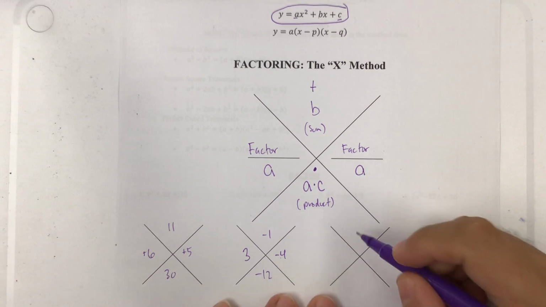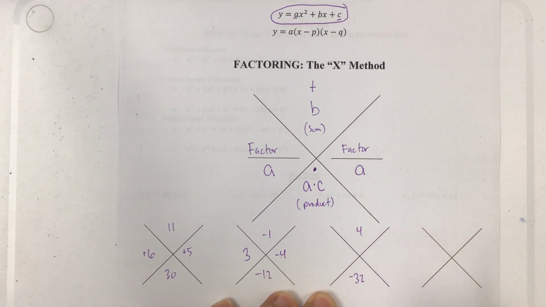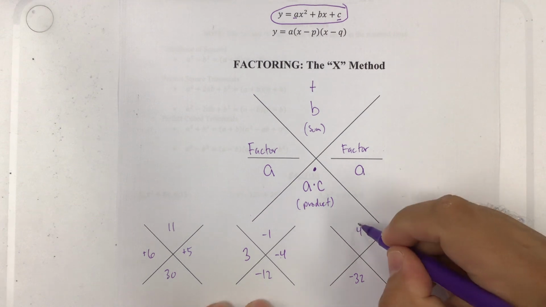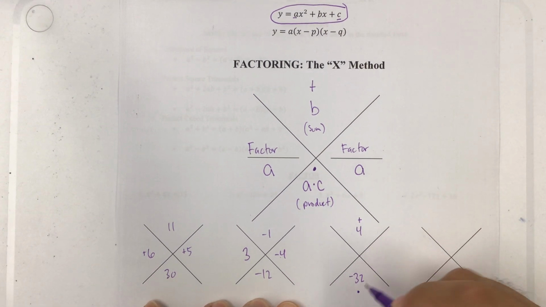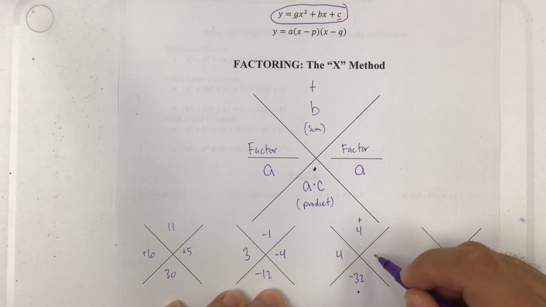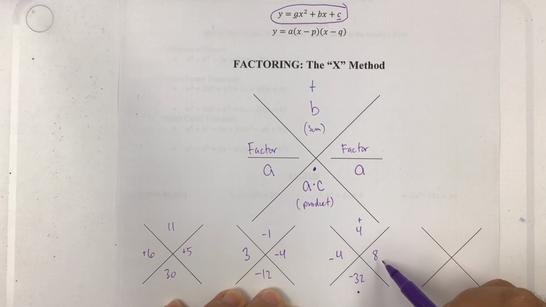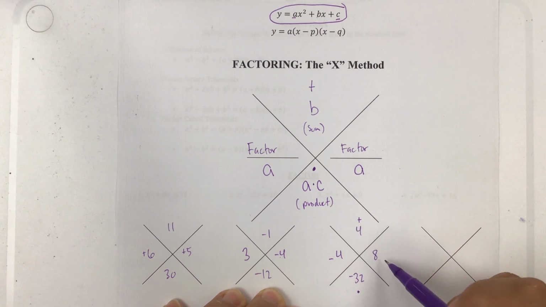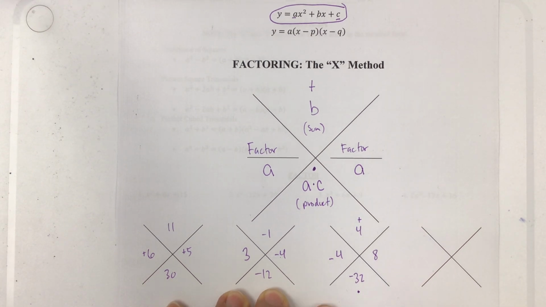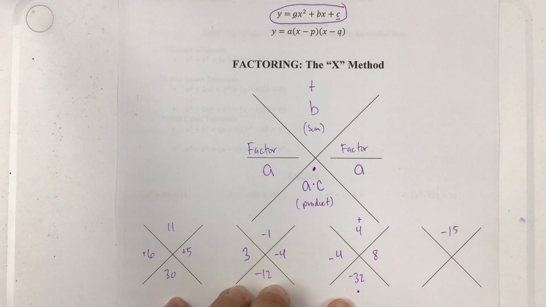Another one we could do is, let's say this is 4, and this is negative 32. So two numbers that add to 4 and multiply to negative 32 would be negative 4 and positive 8, right? Negative 4 plus 8 is 4, and negative 4 times 8 is negative 32. And then last, we could have something like this, negative 15 and 54, right?